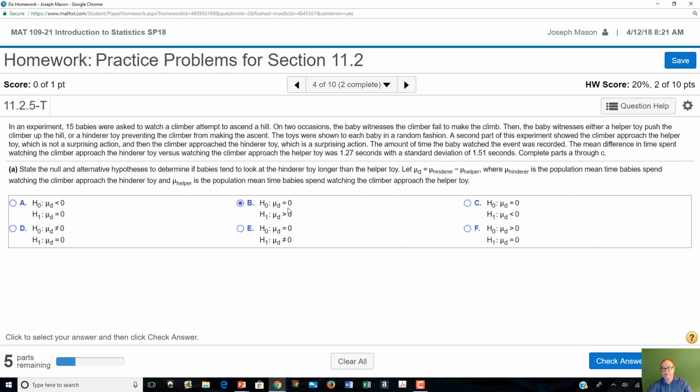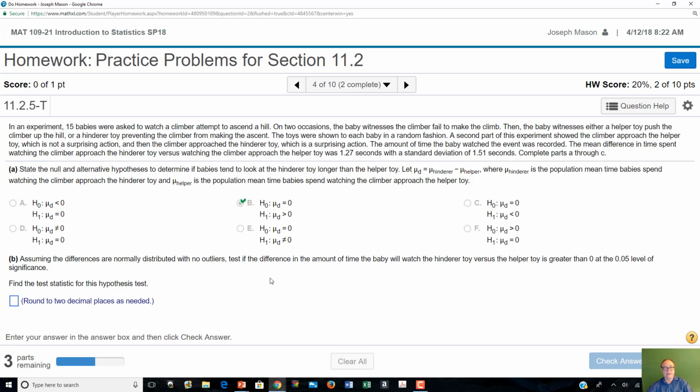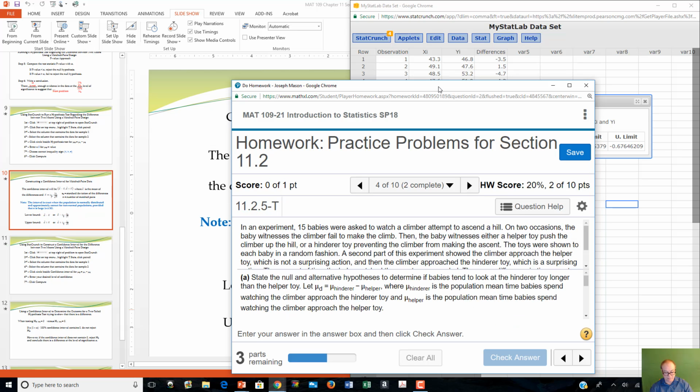So I want to assume the difference is equal to 0. I want to show that it's greater because I want to show the hinderer is greater than the helper. Back here, the hinderer took longer than the helper. Now the next thing, assuming the differences are normal with no outliers, test if the differences in the amount of time the baby will watch the hinderer toy versus the helper toy is greater than 0 at the 5% level of significance.